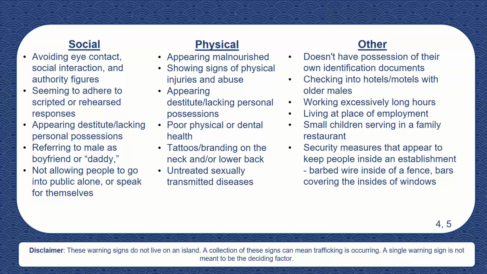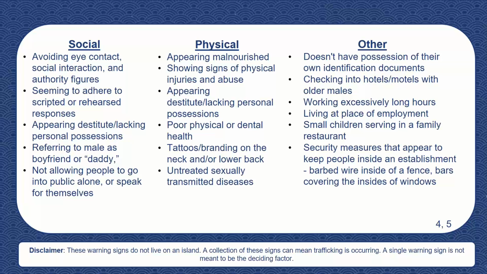When it comes to trafficking, it's not always, but typically a male who is in the dominant position and a female who is in the submissive position. The signs include avoiding eye contact, social interaction, and authority figures, and seeming to adhere to a script or rehearsed response. So if this is a young female who is being trafficked, she's going to avoid eye contact and social interaction. She's given a script on what she can and can't say.